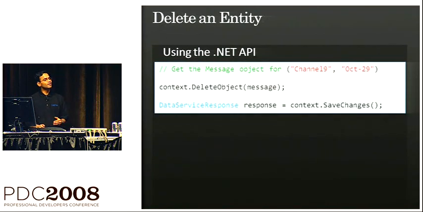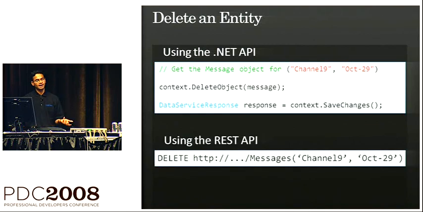Deleting an entity is almost as easy as updating an entity. You fetch the object, you call the delete object API instead of update object, and you call save changes. And when you do this, under the covers, you send a delete request to the server with the URI for the entity. So what have we said so far?